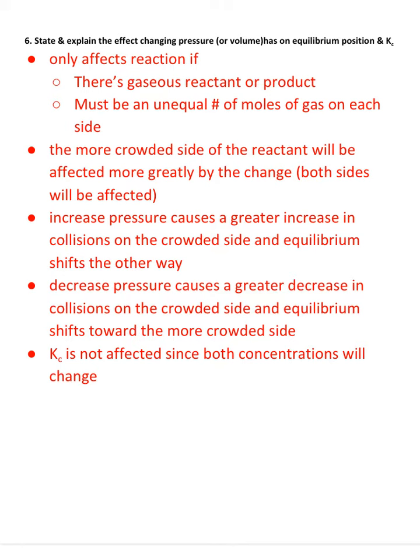So there has to be a gaseous reactant or product, and then there has to be an unequal number of moles of gas on each side. So if only one side has any gas at all, that's fine. That's going to be the side most affected. So the side with more gas is more crowded because you've got more moles of gas in the same space, so they're not getting to spread out as much as they usually do. So the more crowded side will be more affected by either increasing or decreasing the pressure.